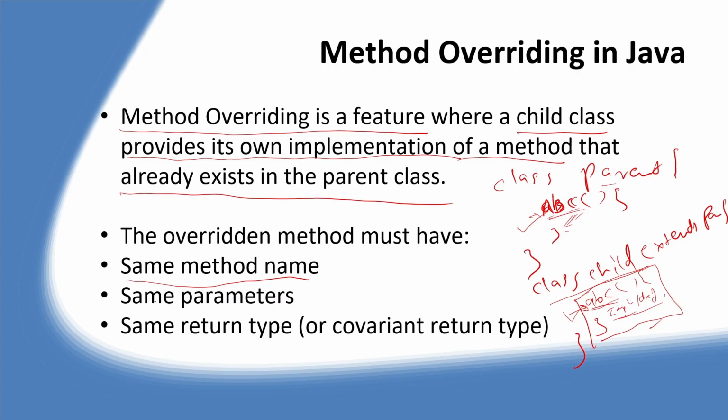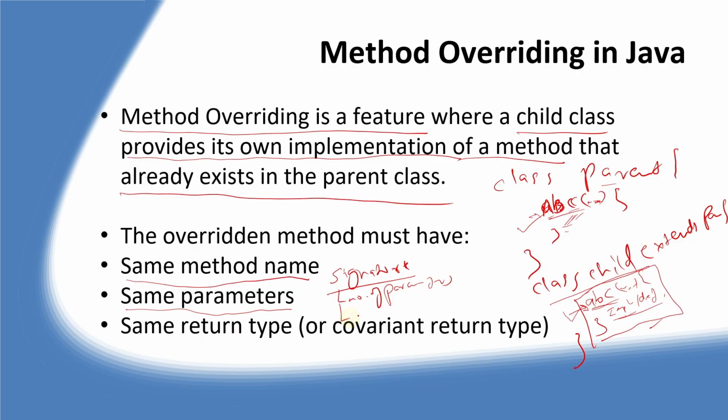Now the second rule is parameters. In this example we have not taken any, but the number of parameters should be the same. If here we have two parameters, then while redefining inside the child class, the parameters should also be the same. I hope you remember the signature. In the method overloading video, I explained what signature means. Signature means the number of parameters. If here we have two parameters, then here also we need to have two parameters.